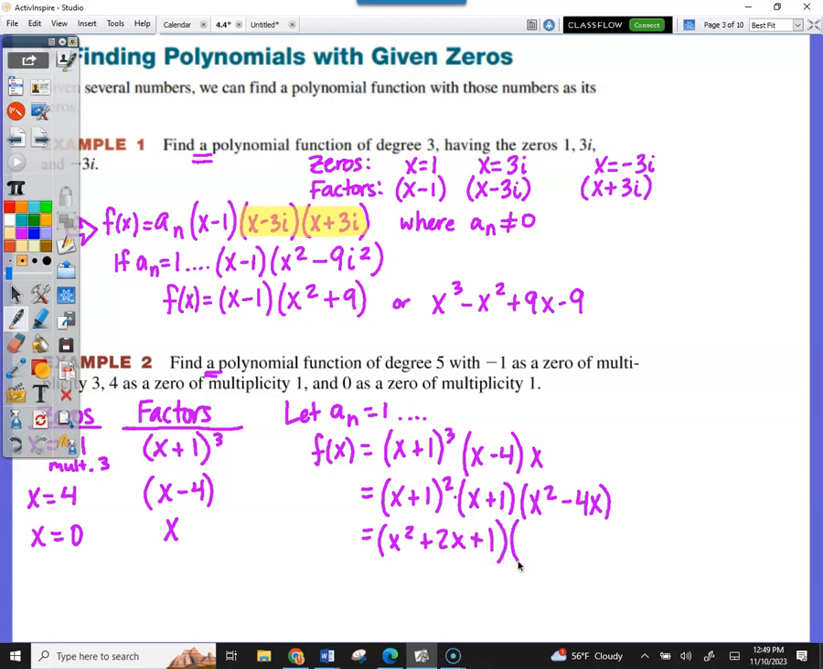And now I've got to do this x plus 1 times x squared minus 4x. So first, outer, inner, last it, right? And combine any like terms. So first, outer would be minus 4x squared. Inner would be plus x squared. So that would be minus 3x squared. Last would be minus 4x.